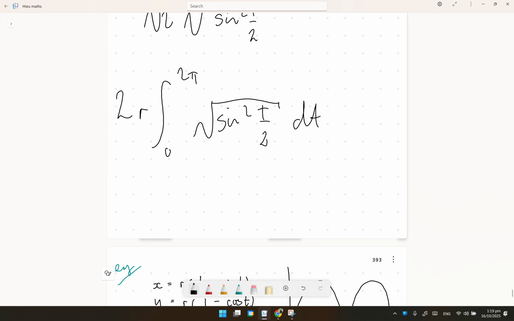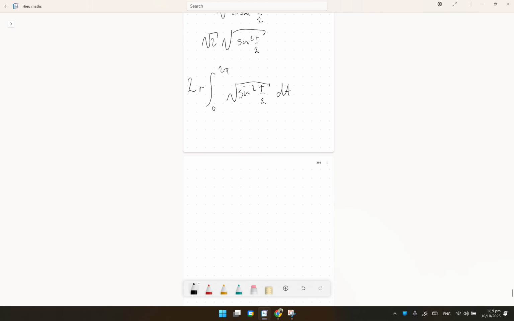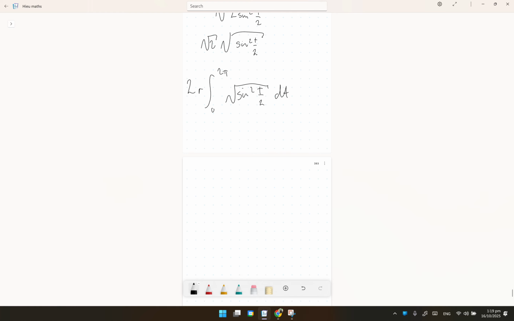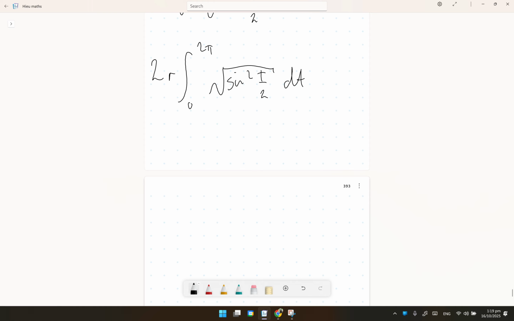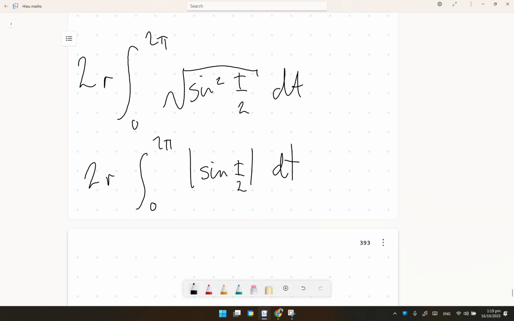Okay, now when we have a square root, a big thing we have to worry about is modulus, because it could be positive and minus sine squared t over 2. So we have to look at the range that we're in. So what we end up with here is 2r from 0 to 2 pi of modulus sine t over 2 dt. Okay, now to unpack this modulus, we have to look at the limits.